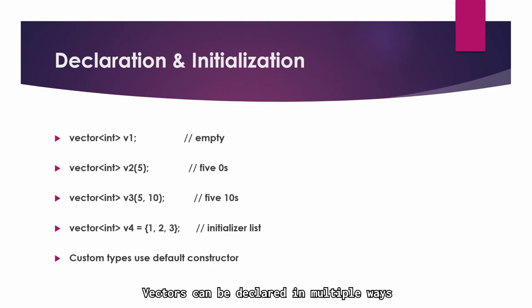Vectors can be declared in multiple ways depending on what we need. We can start with an empty vector using vector<int> v. We can prefill a vector with default values using vector<int> v(5) to create a vector of size 5 filled with 0. We can also provide an initial value like vector<int> v(5, 10), which gives us a vector of 5 tens, and with an initializer list we can create and initialize in one go using curly braces. This flexibility is a huge advantage when working with different types of data or starting conditions.